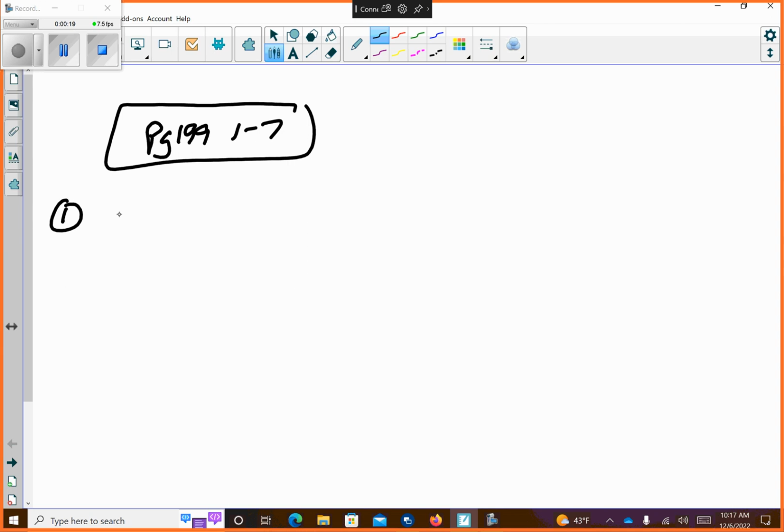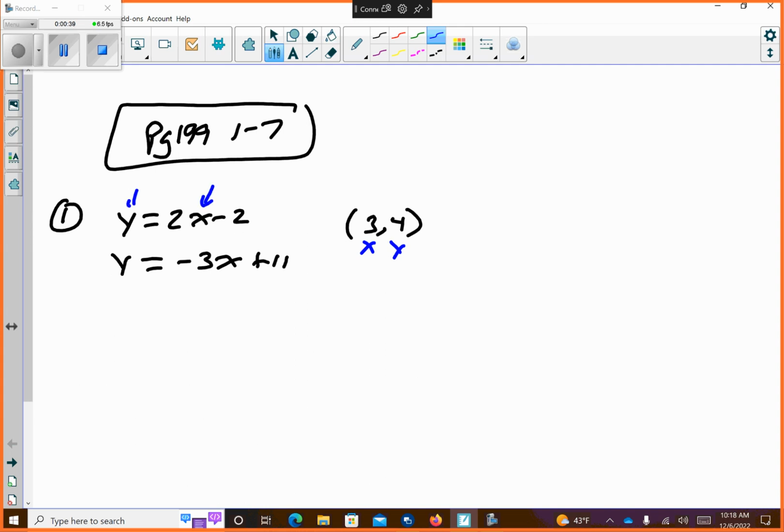So problem number 1, we have two linear equations. We have both of these. But they give us an ordered pair, and they want to know if that ordered pair is the solution. Okay? So what I'm going to do is take that x and y value and plug into x and y on both of our equations and see what we get. So we'll do the top one in red.